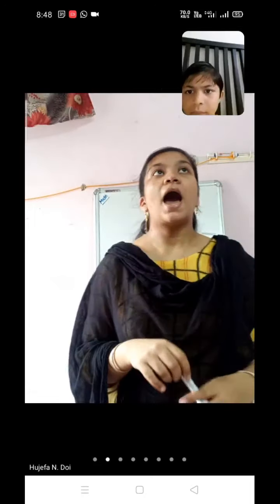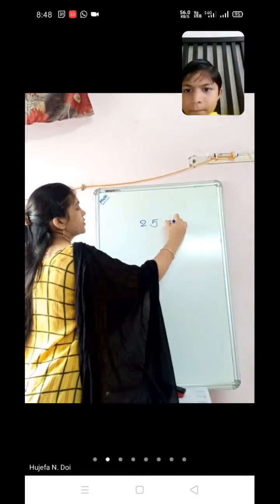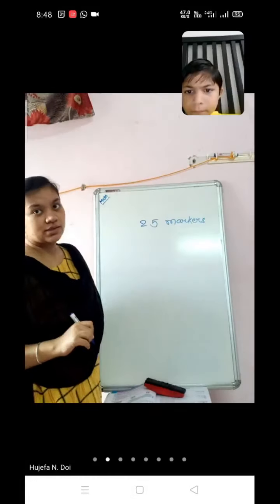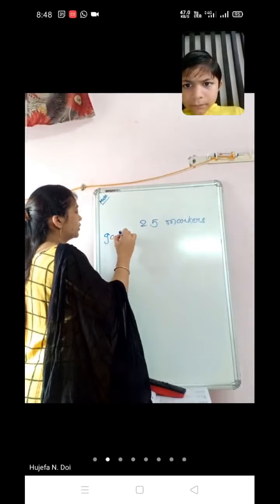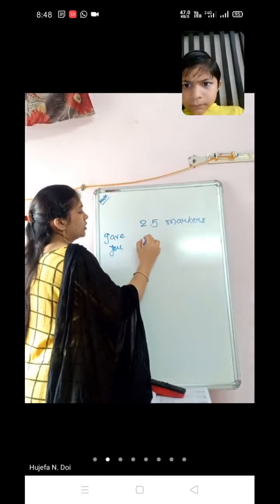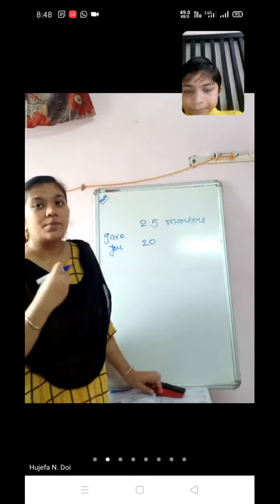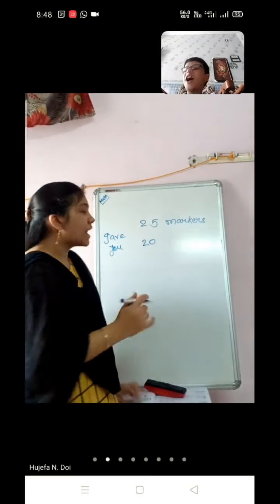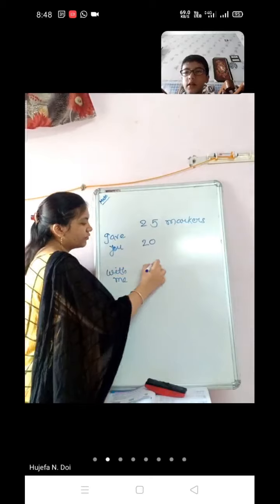Now I have 25 markers. I have 25 markers and I gave you 20 markers. मेरे पास 25 markers हैं, उसमें से मैंने आपको 20 दे दिए. Now, how many markers do I have left? 5.